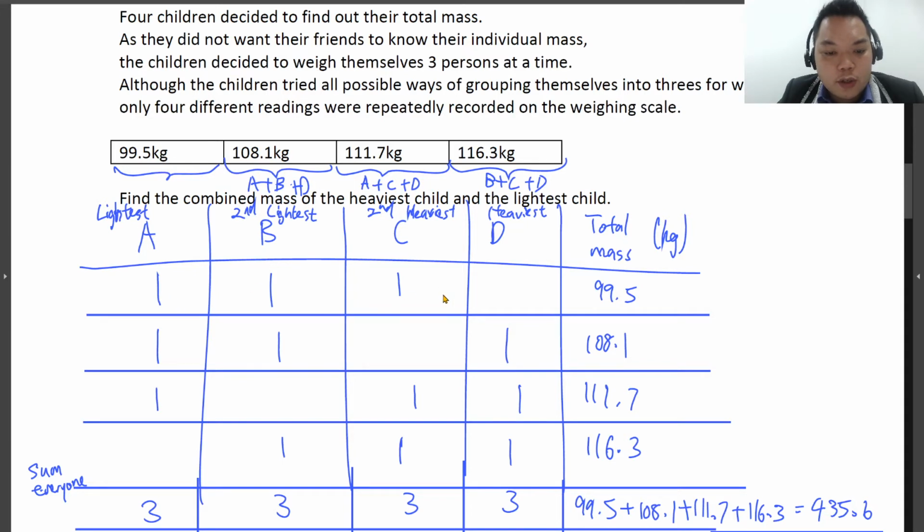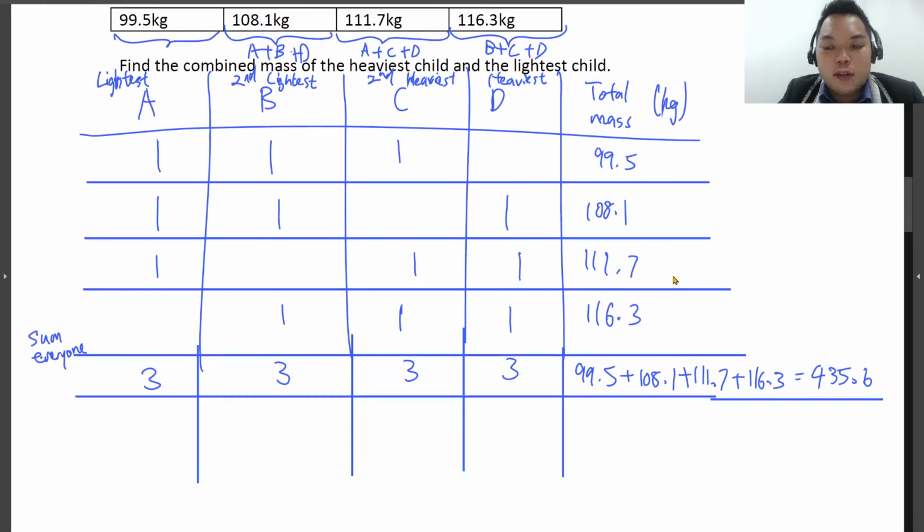So we can logically deduce that the lightest 3 should give you the lightest possible mass. The heaviest 3 should give you the heaviest possible mass. The other 2 also follow a similar deduction. And if you add up all of these, you would obtain 3 of everyone's mass. So in order for you to find 1 of everyone, we need to divide this by 3. And we will obtain 1 of everyone.